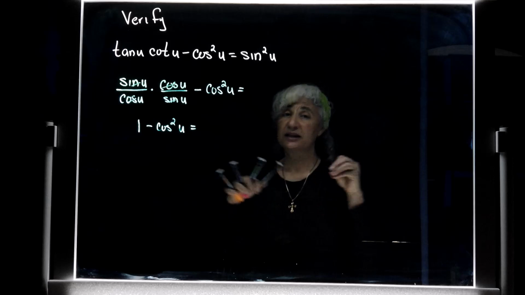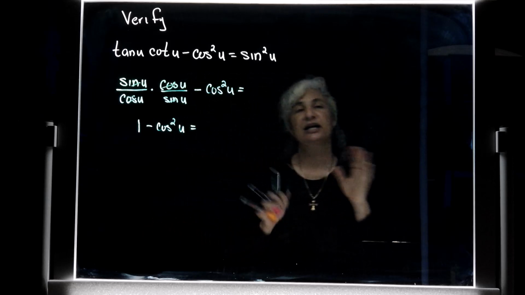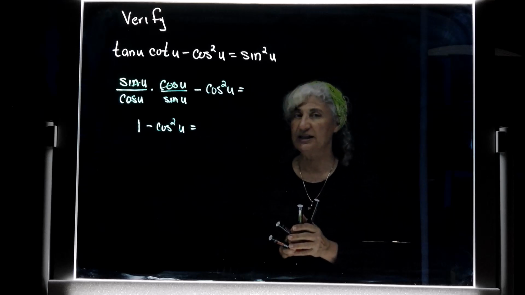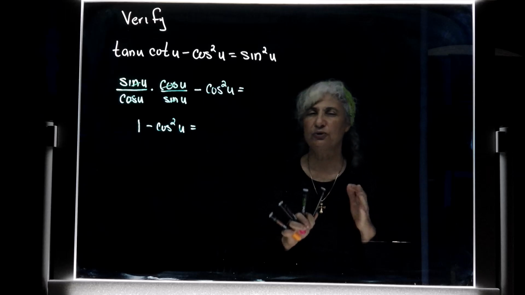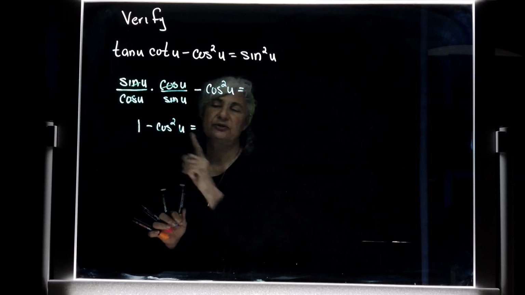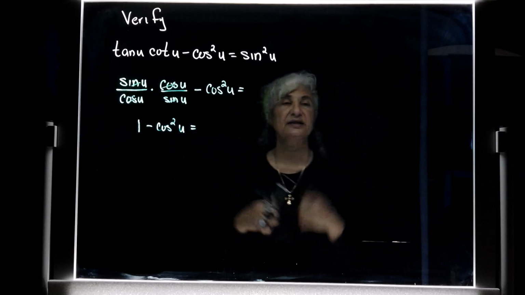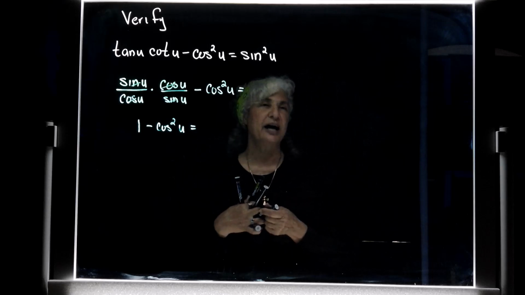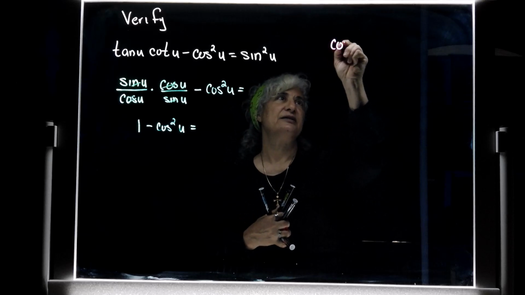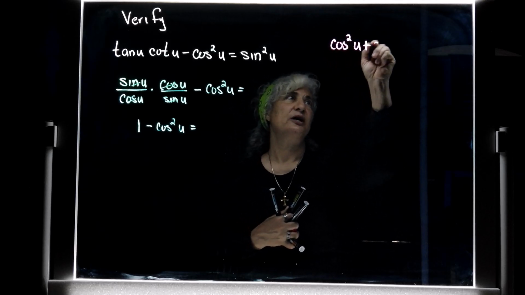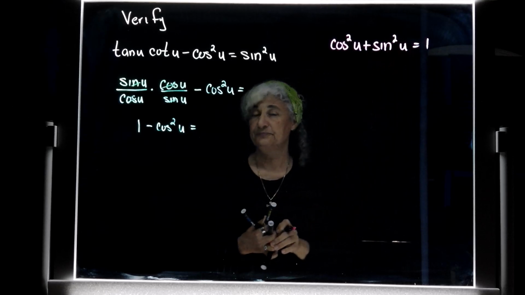Now, my brain, at this point, when it sees a trig function squared, it goes to one of the Pythagorean trig identities. 99% of the time, I'm going to use one of those identities when I see a trig function squared. In this particular case, I see cosine squared. And I'm remembering there's a Pythagorean trig identity that says cosine squared plus sine squared equals 1.